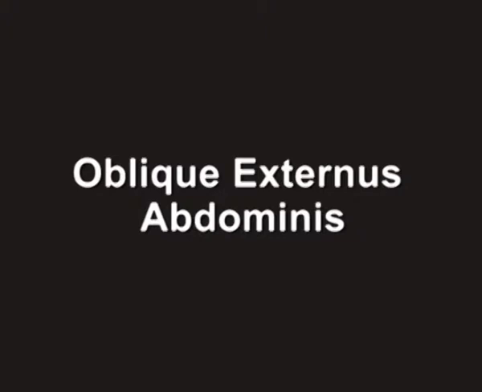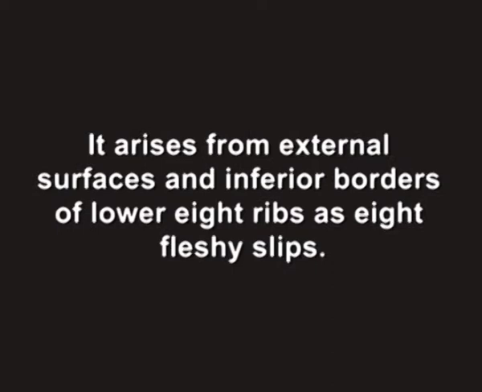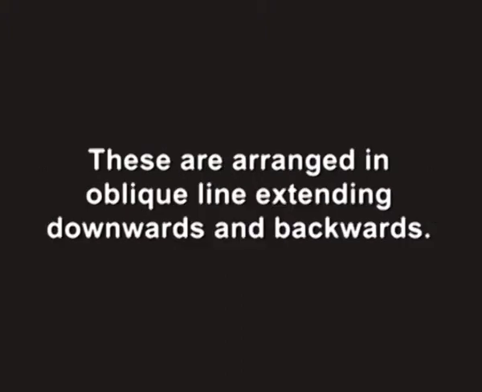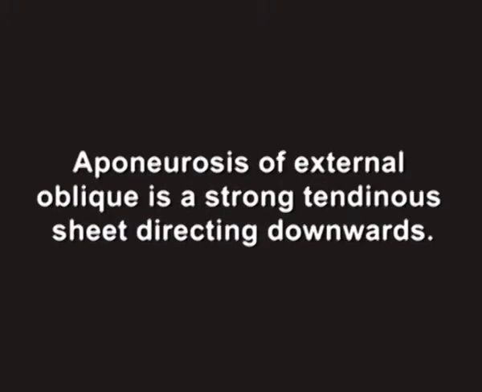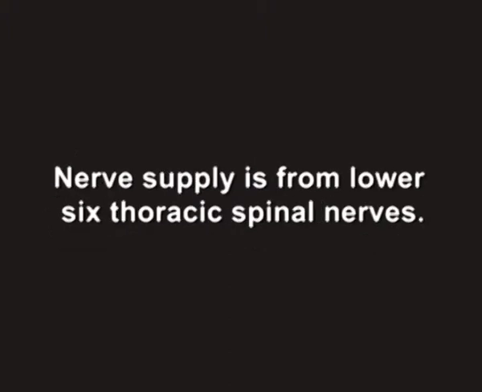Obliquus externus abdominis. It is the largest and most superficial of the three flat muscles of region. It arises from external surfaces and inferior borders of lower 8 ribs as 8 fleshy slips. These are arranged in oblique lines extending downwards and backwards. Aponeurosis of external oblique is a strong, tendinous sheet directing downwards. Nerve supply is from lower 6 thoracic spinal nerves.